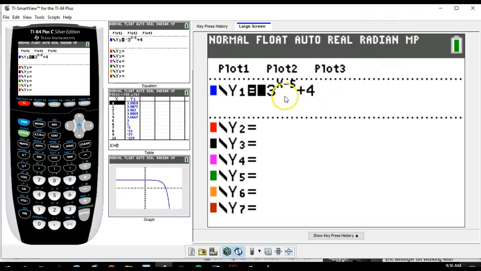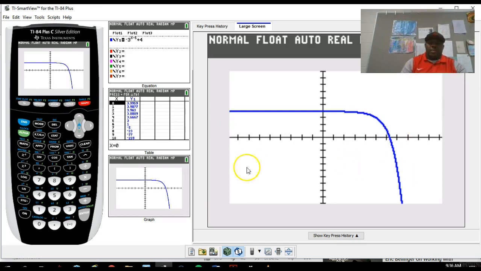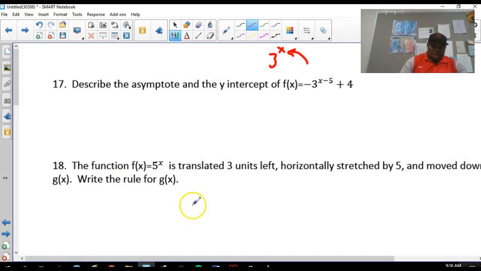All right, so here's your equation, -3 raised to the x minus 5 plus 4. I'm going to graph it, and here's what your graph looks like. The thing I want to point out is that with your exponentials, guys, you're going to have a horizontal asymptote. HA for horizontal asymptote.